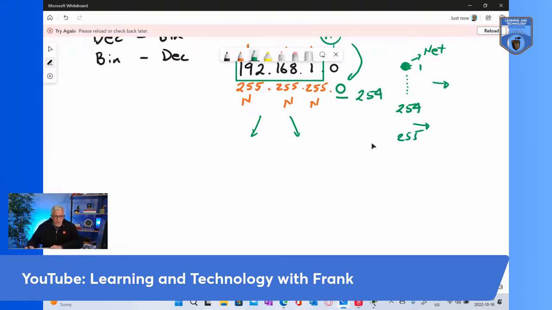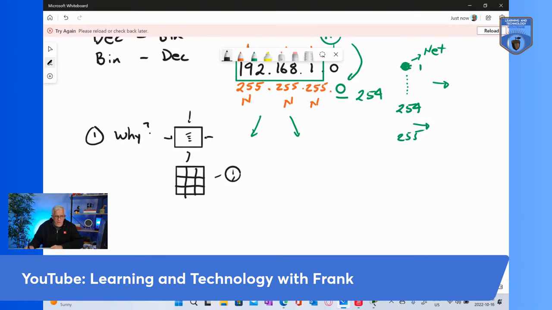The first thing we did is we said basically why subnet. The reason we want to subnet is because I don't want to put all of my devices into one network, because the broadcast traffic will cause problems. What I want to do is take my devices and break them into multiple networks so that I can keep those networks separated. And the device I use to separate those networks is a router.